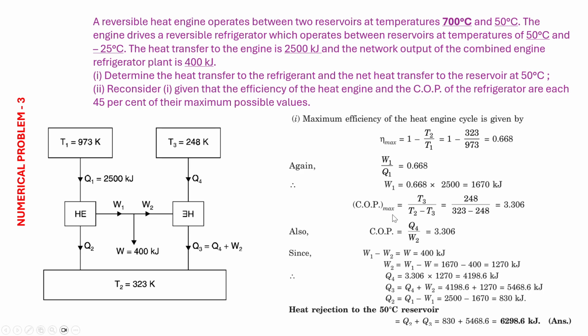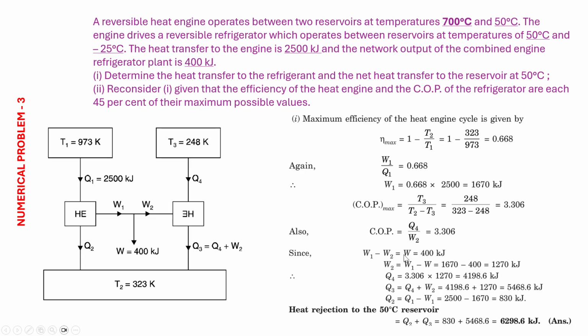One is COP max and the other one is COP general. If it is COP general, in line with the heat engine, we are going to have the ratio of heat rejected to the work done. If it is COP max, again we are going to make use of the temperature formula T3 by T2 minus T3. On substituting the available temperatures here, again we are going to equate with the general COP formula, based on which we are able to compute the required heat transfer rate wherever we want.